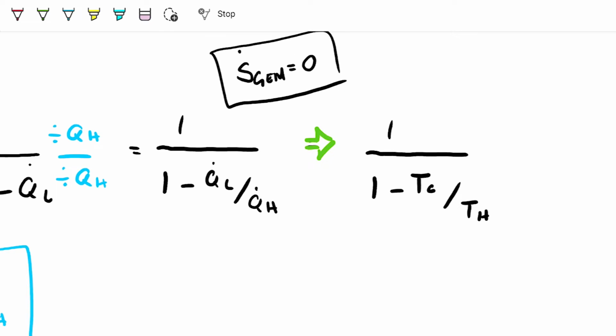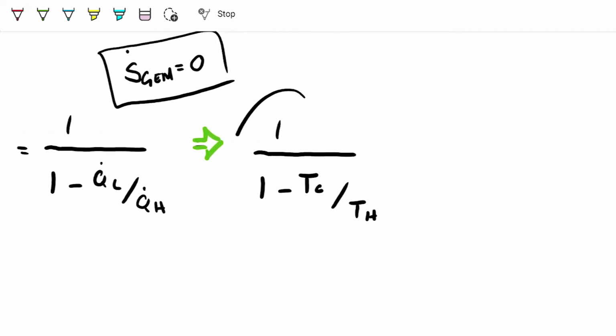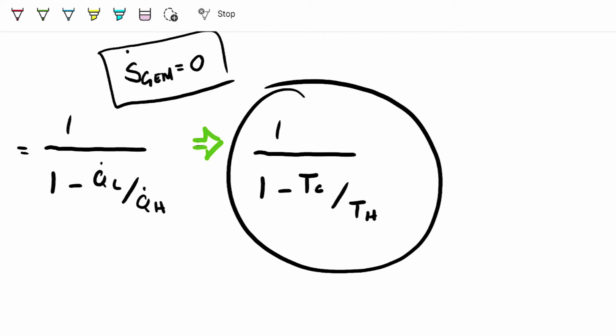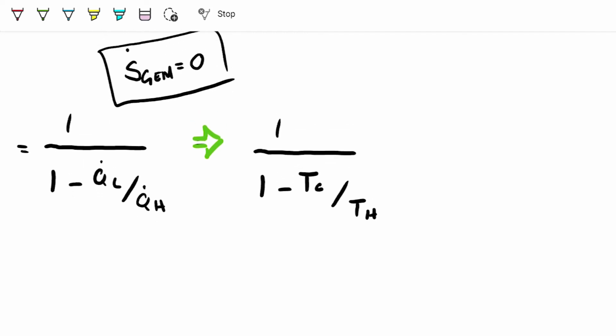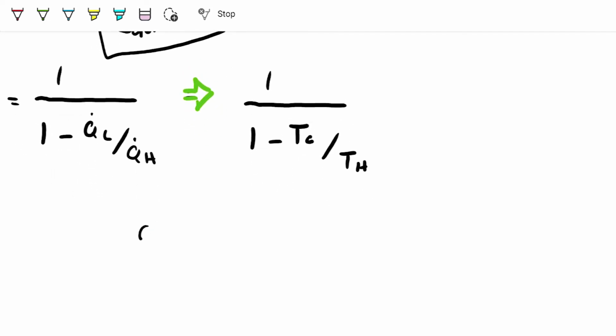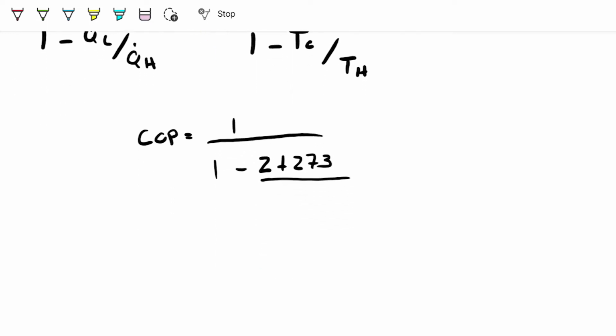If that's the case, then I can calculate the coefficient of performance of this idealized heat pump. So going back, I'm going to calculate the COP, which will just be 1 over 1 minus, what is TC? It is 2 plus 273, because don't forget, this has to be in Kelvin. Students love to forget this has to be in Kelvin.